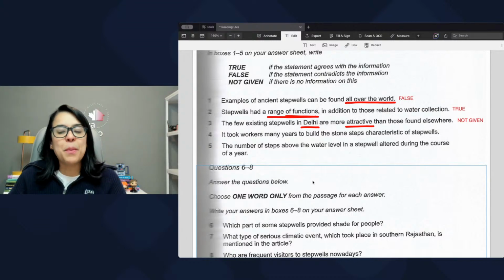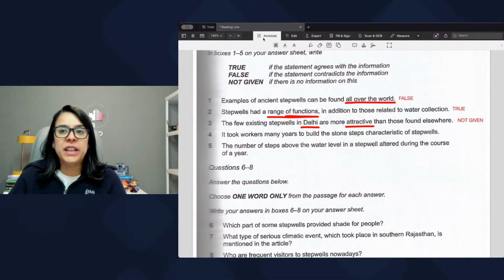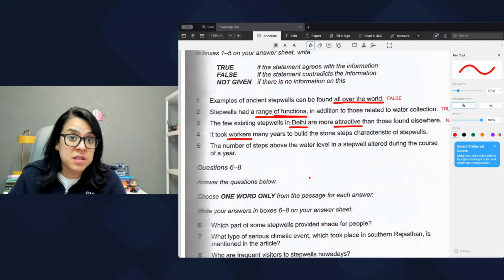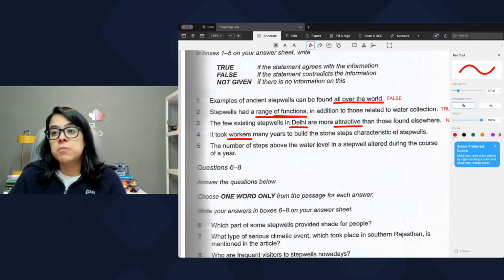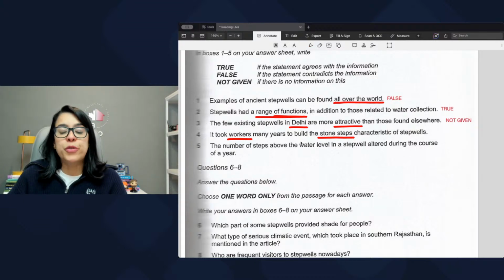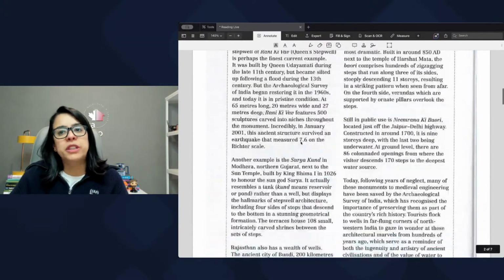It took workers many years to build the stone steps characteristic of stepwells. So I would definitely underline the word workers, and perhaps they're going to use a synonym like builders. And I would also underline stone steps. So did the workers take many years to build these stone steps that are characteristic of stepwells? So let's look for these words and synonyms, and then we will try to answer the question.